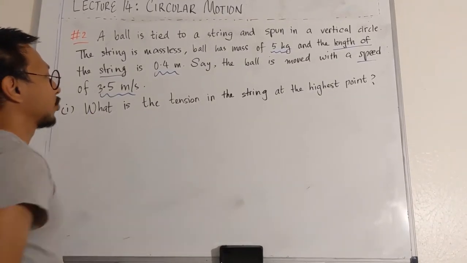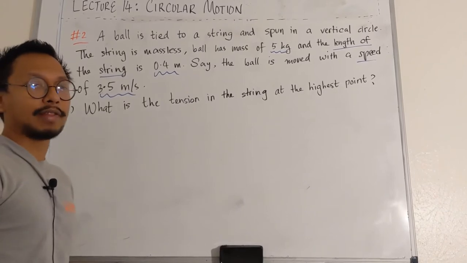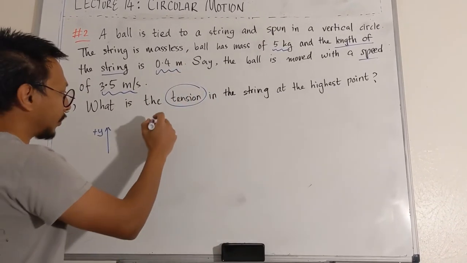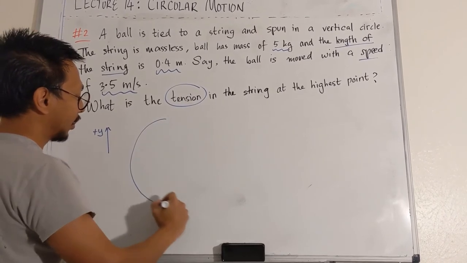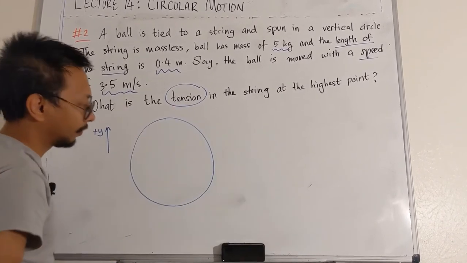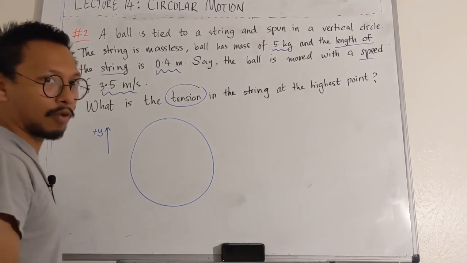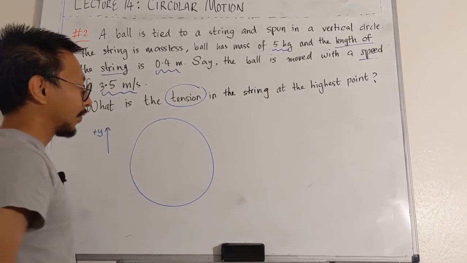The question asks, what is the tension in the string at the highest point? So we are looking for a force. This thing is moving in a vertical circle. Since it's moving in a vertical circle, we don't need an x-axis. All the forces are along the vertical direction.